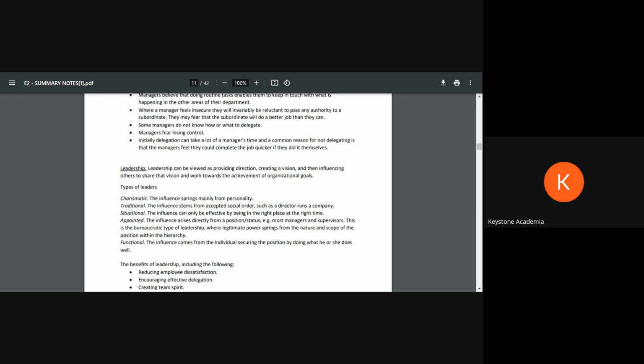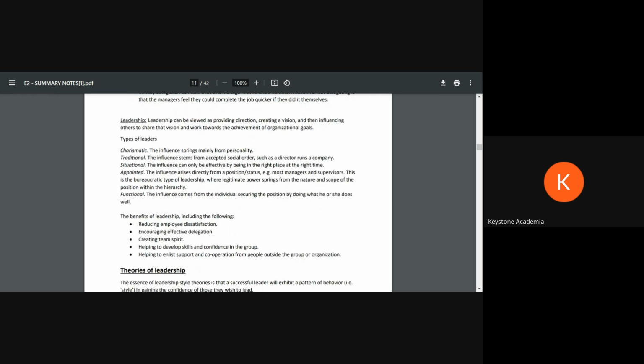Now the next one is appointed leaders, which I think is very straightforward here. Their influence comes directly from their position. Okay. So the next one is functional leaders. Functional leaders' influence comes from doing their job exceptionally well.